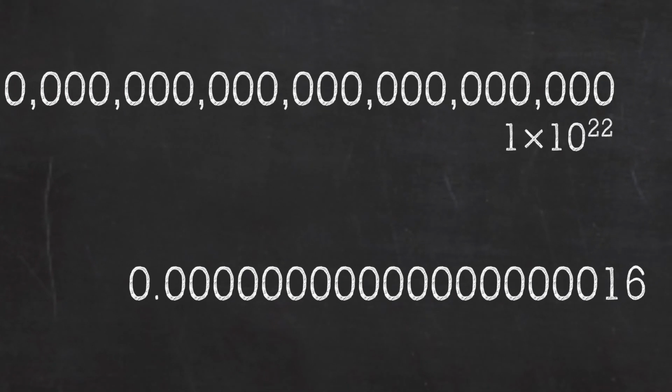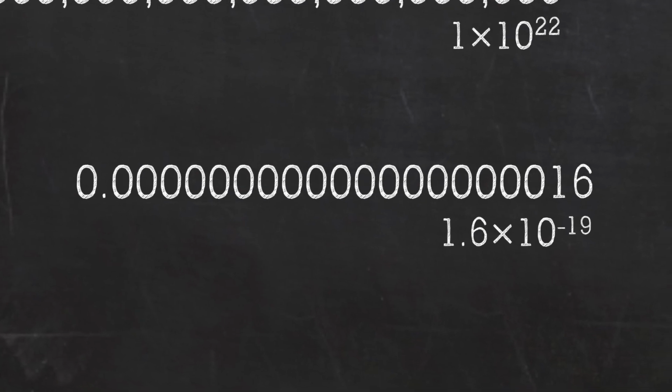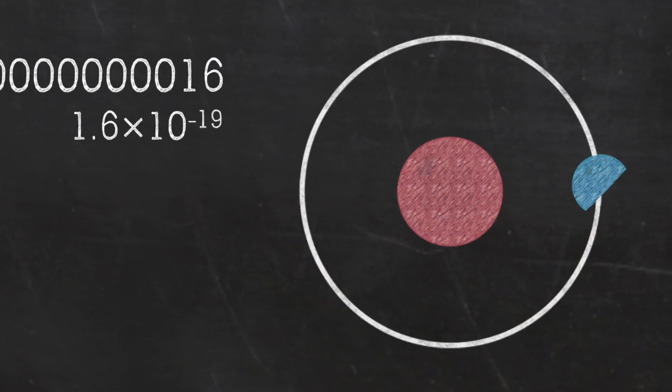For the very small number, the decimal point needs to hop right over 19 digits and leaves us with 1.6. In scientific notation, this is written as 1.6 times 10 to the minus 19, which is the electric charge of a single electron. It's an important number that's much easier to remember in scientific notation.